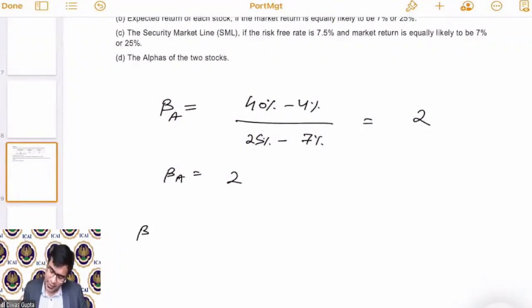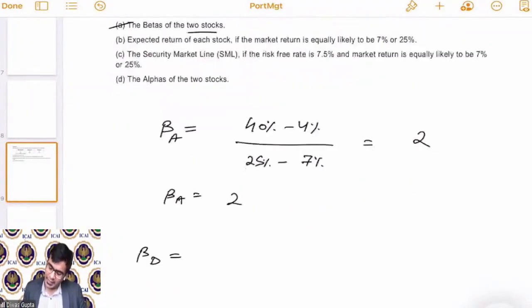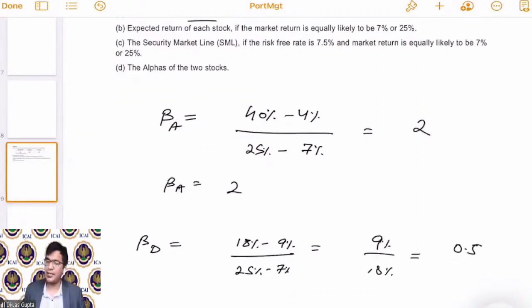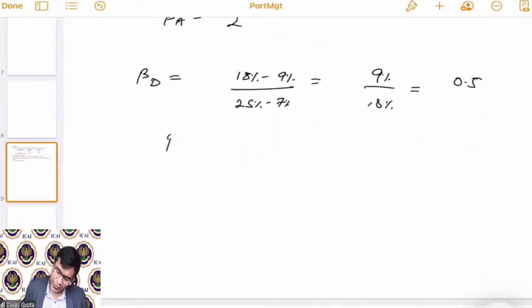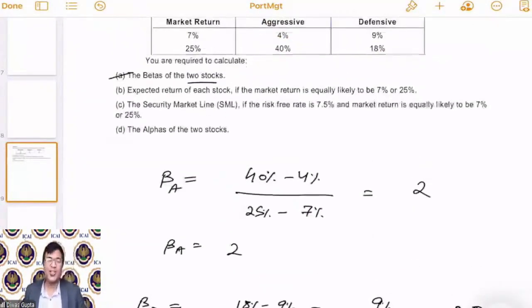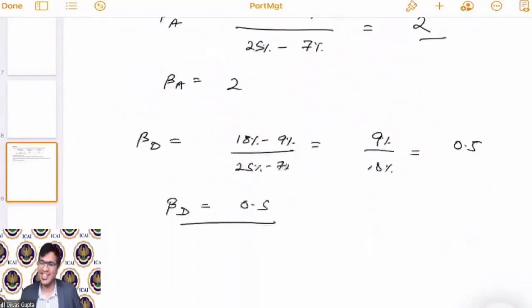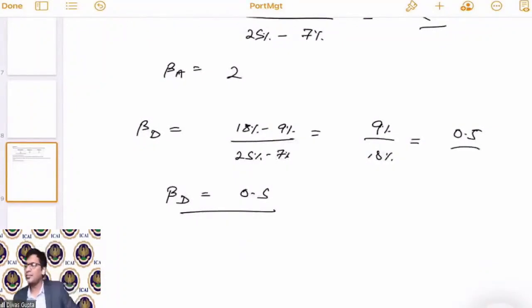Similarly, beta for the defensive stock will be 18 minus 9, divided by 25% minus 7%. So this is 9% divided by 18%, correct? So this is coming out to be 0.5. Hence the beta of the defensive stock is 0.5. See, as the name also suggests, aggressive means higher sensitivity, which is true. Defensive means lower sensitivity, which is 0.5.